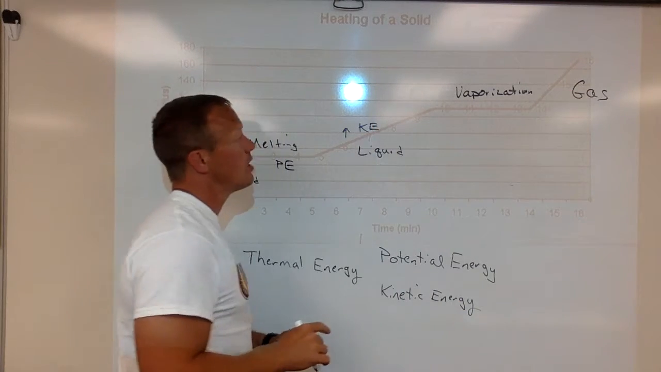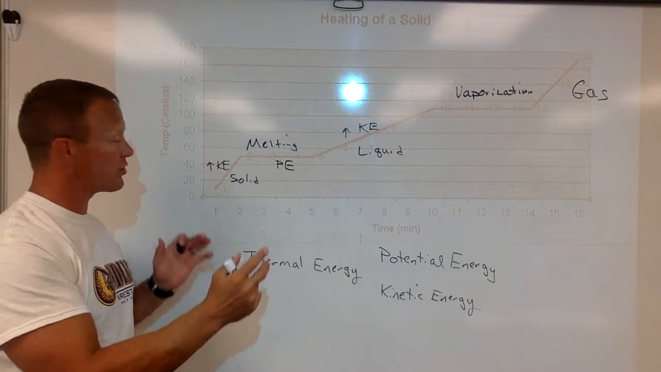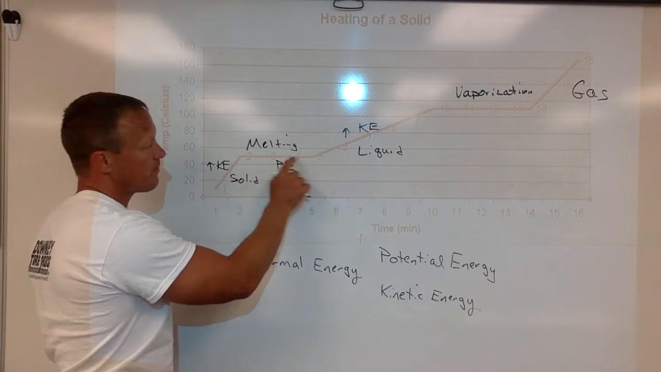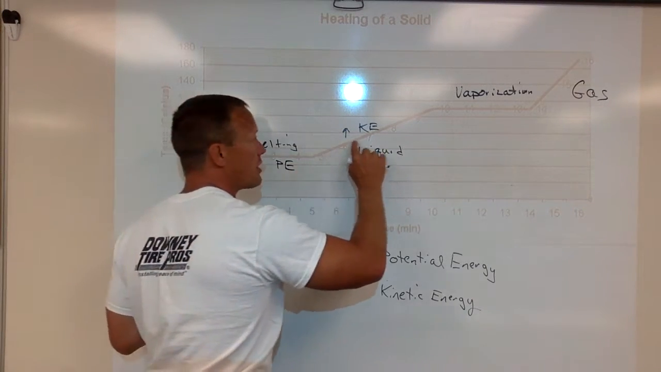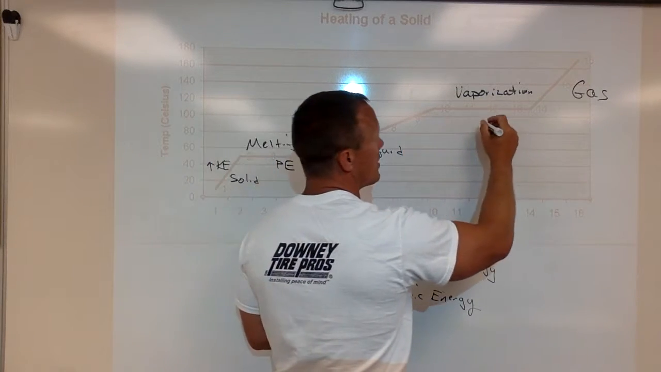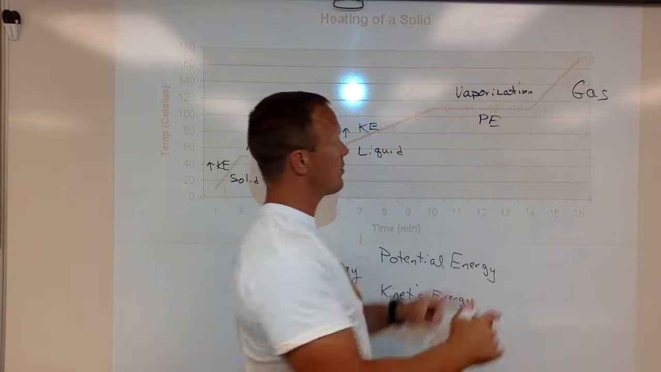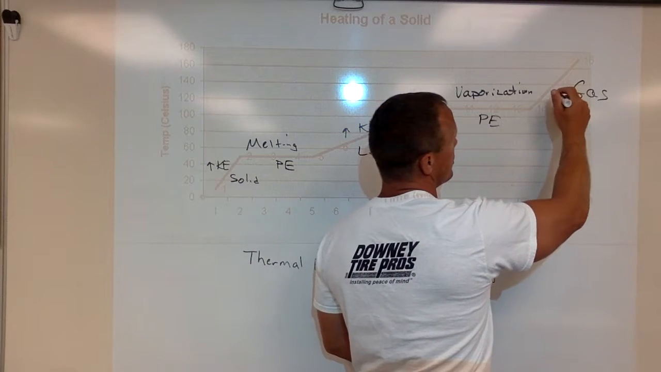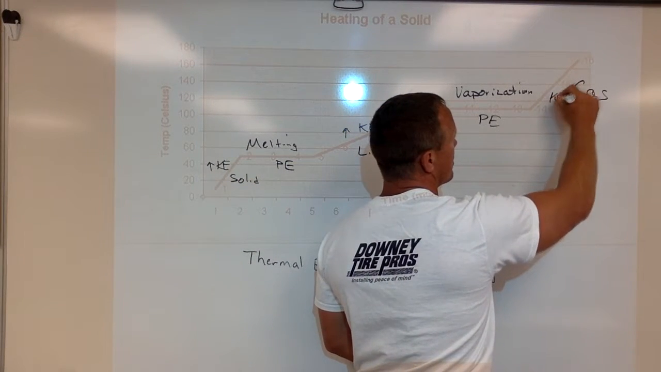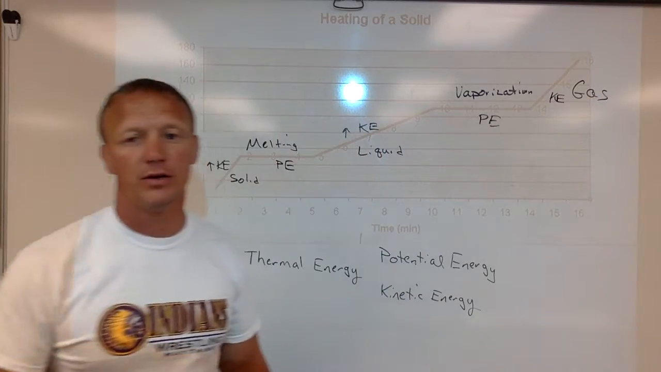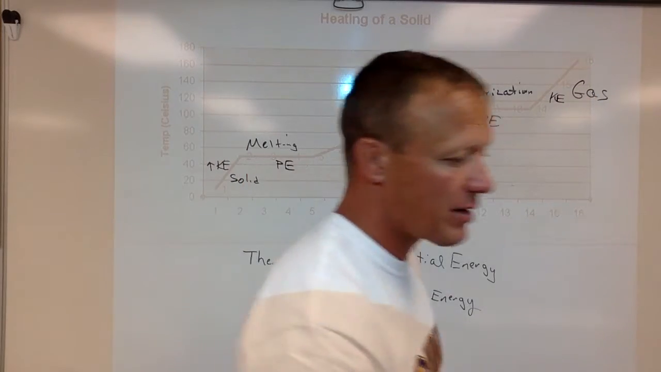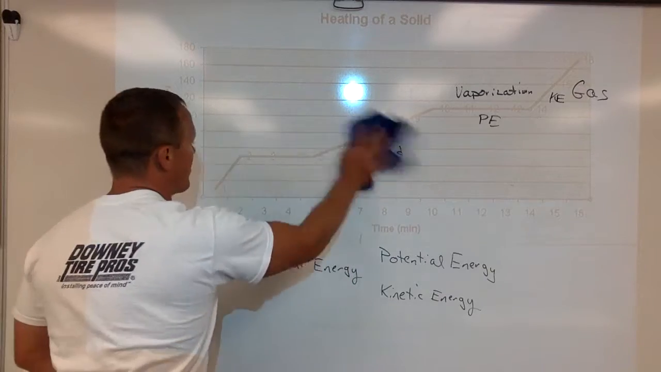Going from there, energy changes again. We're adding thermal energy the whole time. Here's an increase in kinetic energy, increase in potential. Here's an increase in kinetic. This would be thermal energy being converted to potential energy. Right here, the thermal energy is being turned into kinetic energy. So you have an increase in kinetic energy from that point on. That is the heating of a solid.